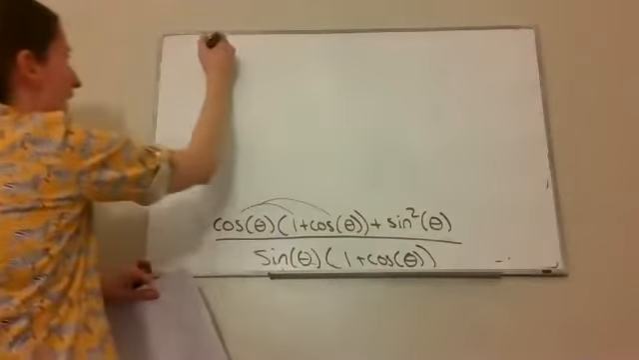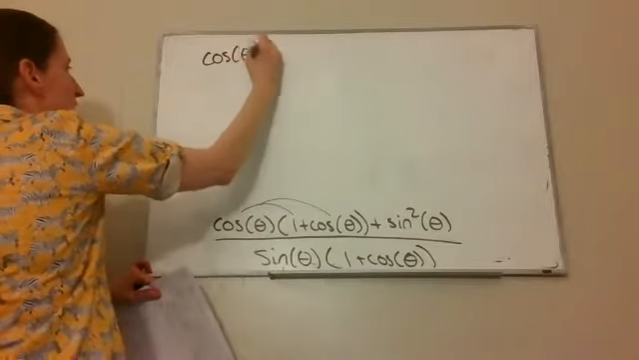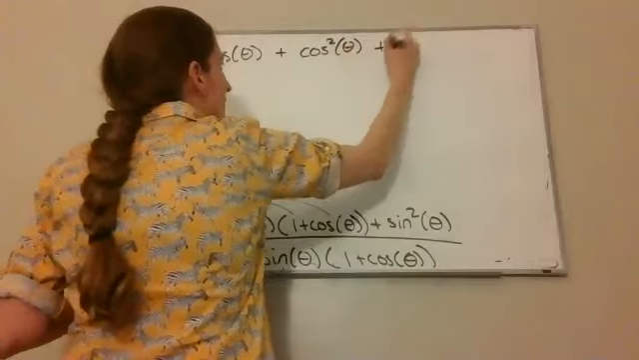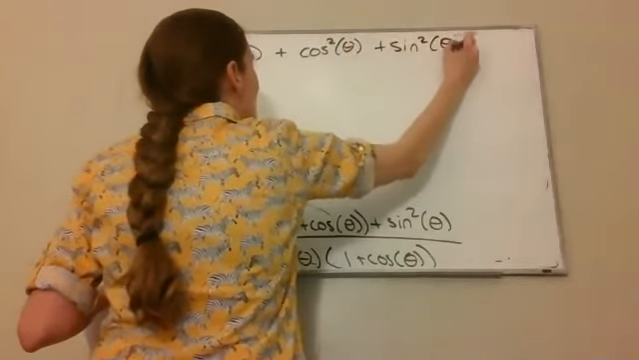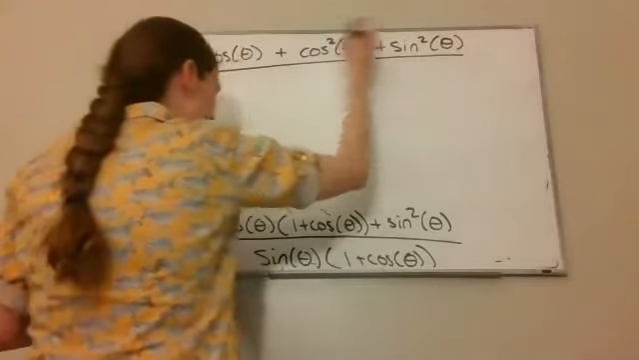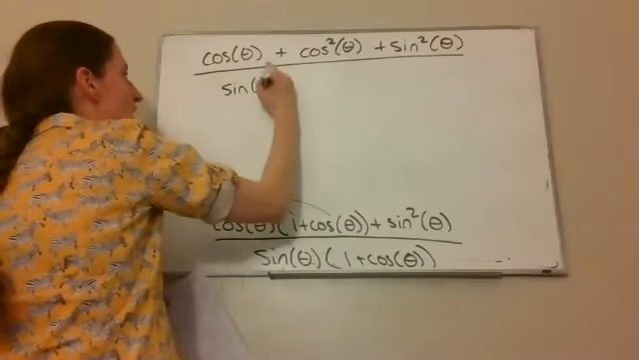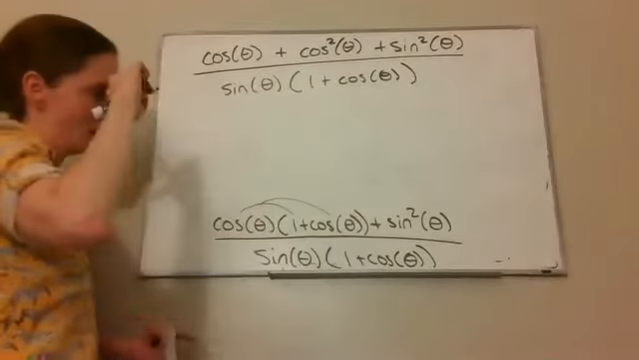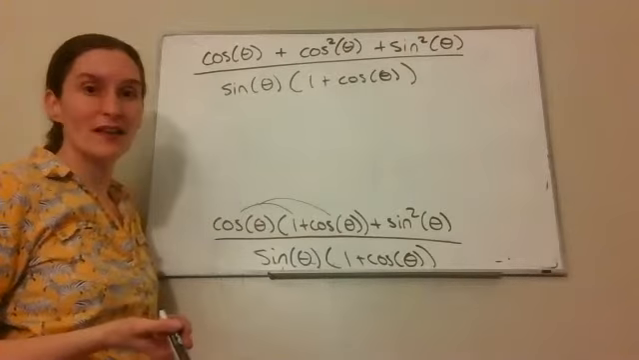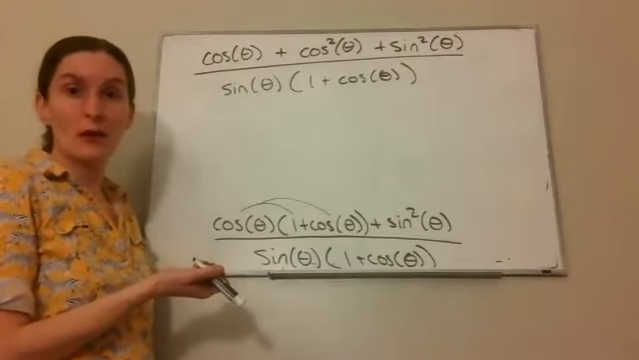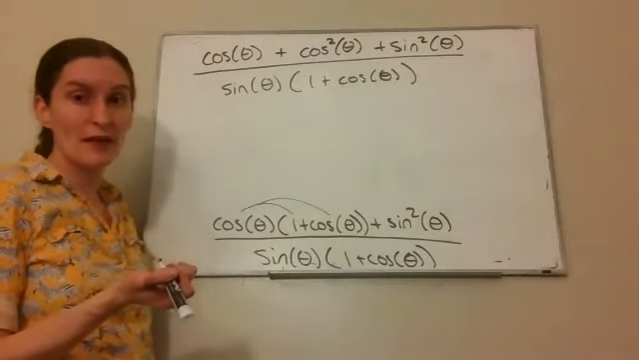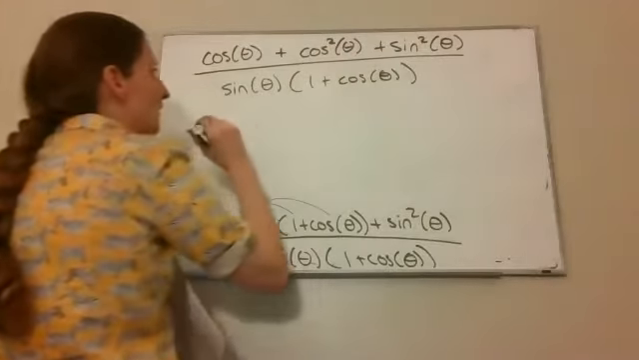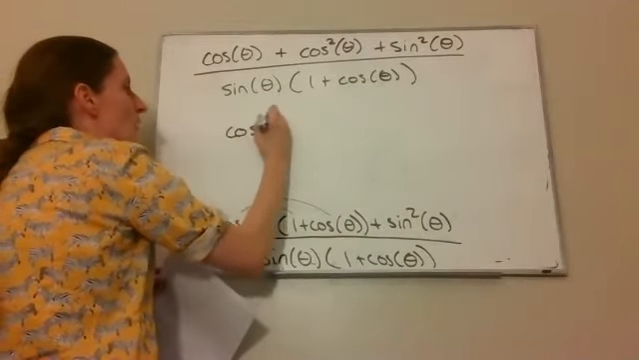When I distribute that, my numerator is now cosine theta plus cosine squared of theta plus sine squared of theta, all over my denominator, which is sine of theta times 1 plus cosine of theta. Now there's something we can do to simplify this. In the numerator, I have cosine squared plus sine squared. That's one of my Pythagorean identities: sine squared plus cosine squared is 1. So I can replace this cosine squared theta plus sine squared theta with a 1.